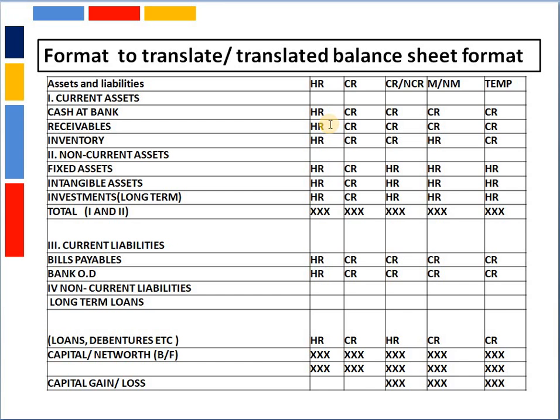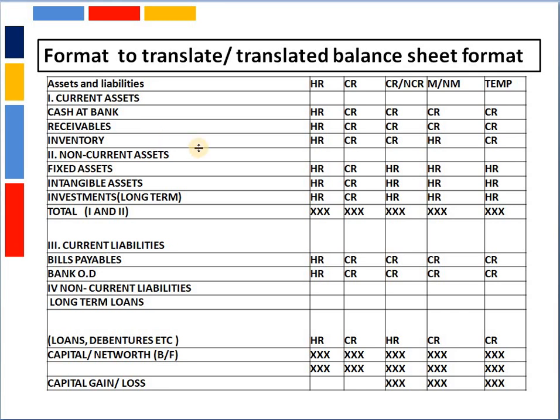Receivables under historical rate method it is recorded at the historical rate. Receivables under current rate method, CR/NCR method, MNM method and temporal method, it is recorded at the current rate.